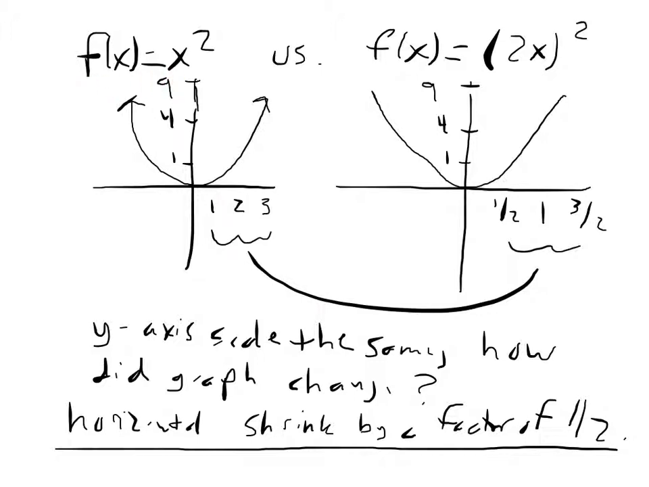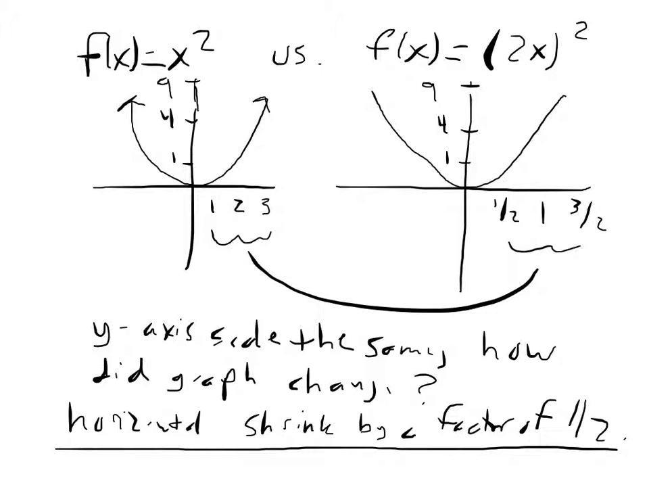So let's consider f of x equals x squared compared to f of x equals (2x) squared. I've replaced the x with 2x, and I've plotted some points for these graphs. I've kept the y-axis the same for each one. Note what happens for my inputs here for these y outputs. Inputs of 1, 2, 3 yield me 1 and 4 and 9 as my outputs.